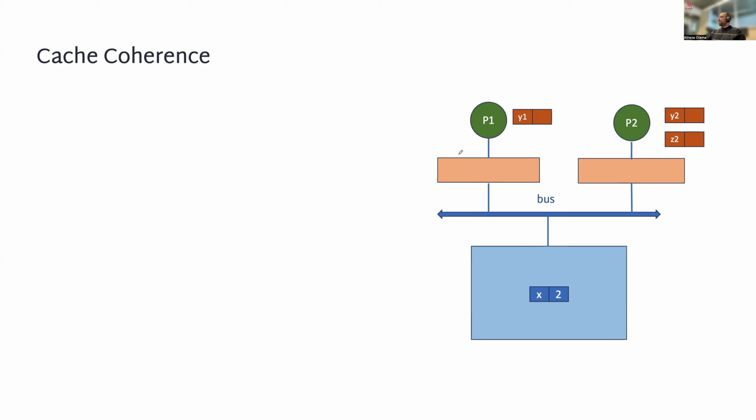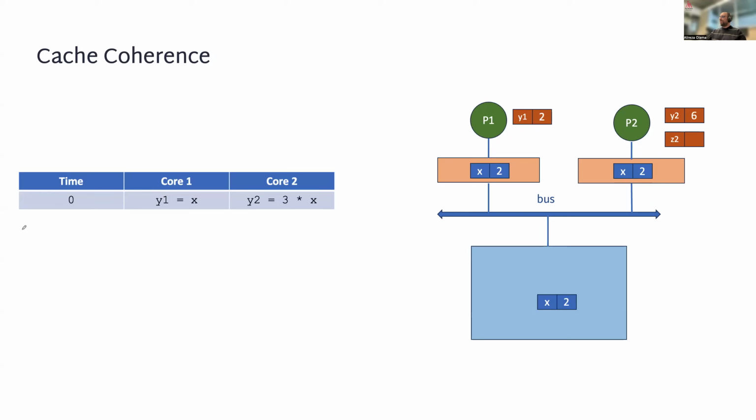Okay, so in the same system with two processors and a global memory and two caches, assume we have a shared variable x, which is stored in the global memory, and the value of x is 2. And in our CPU registers, which are small private memories in the CPU chip, we have the y1 variable in the first processor, and we have y2 and z2 variables in the private memory of the second processor. Okay?